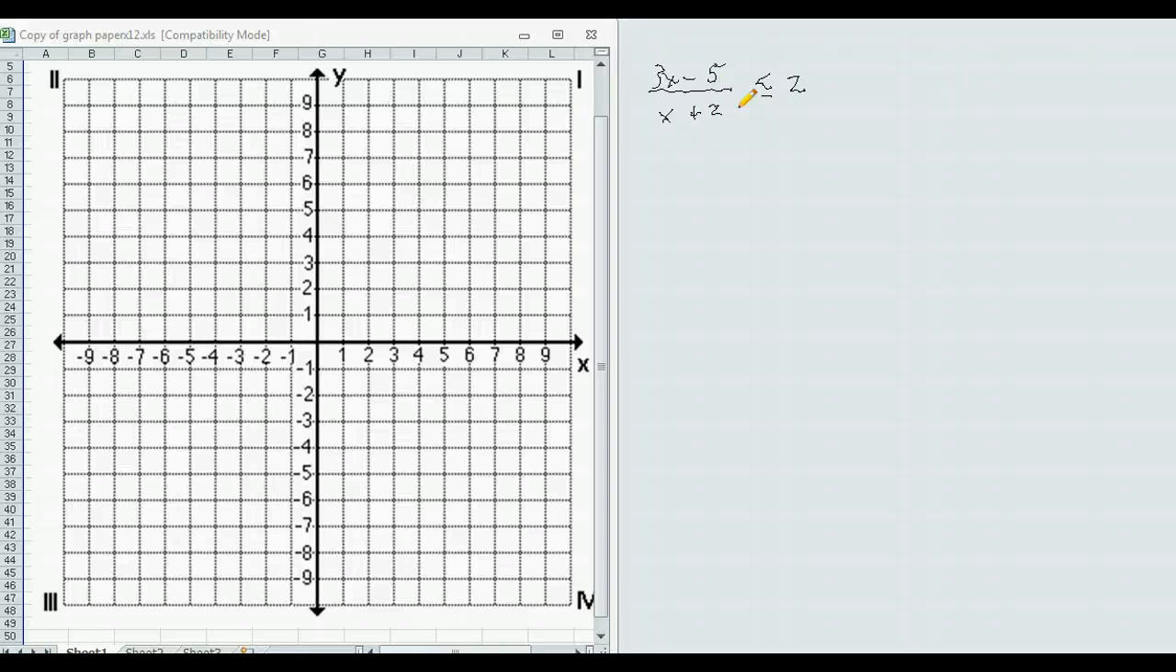Okay, now everybody's got the procedure in front of you, right? Okay, so James, what is the thing I want to do first? Okay, put 2 on the left side. Let's do that. (3x minus 5) over (x plus 2) minus 2 is less than or equal to 0.